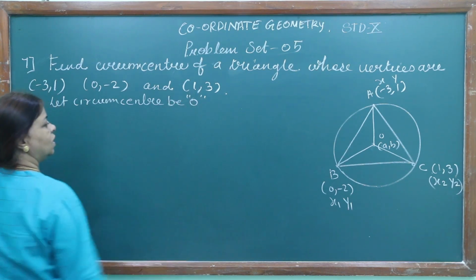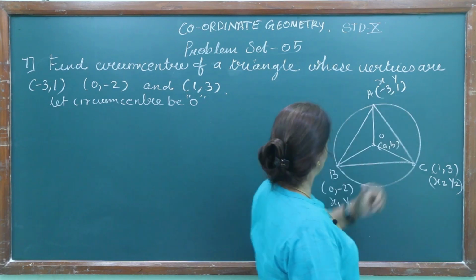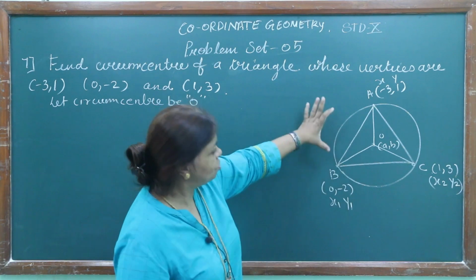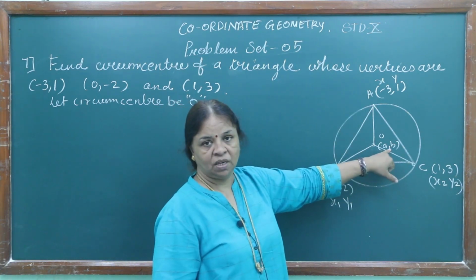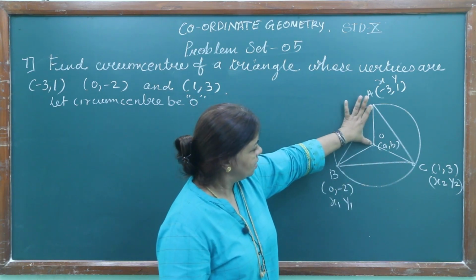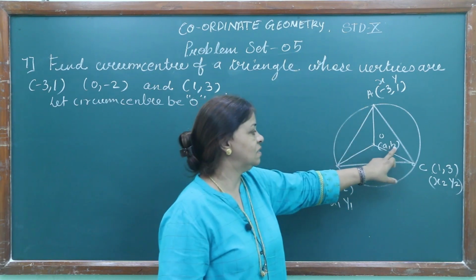O, and all these points are A, B and C. Their coordinates are x, y, x1, y1, x2, y2. Now if you need to find out the coordinate of this point, then this distance can help you comparatively with this distance to find this.